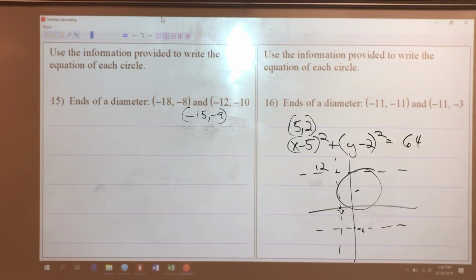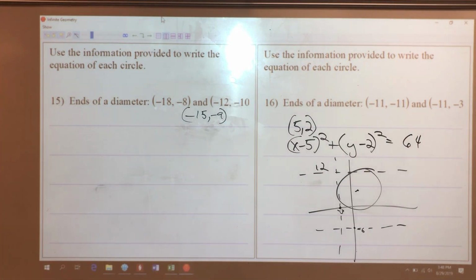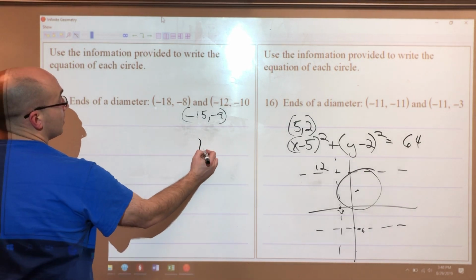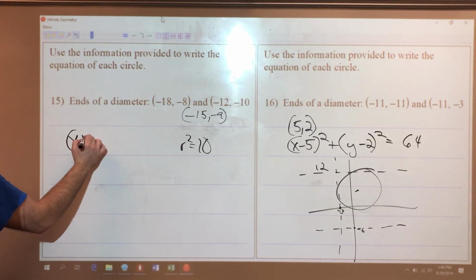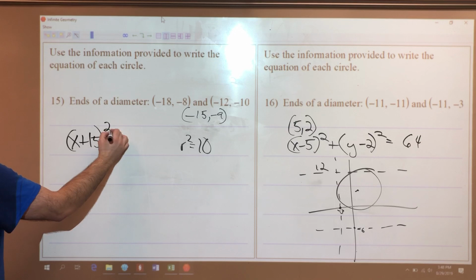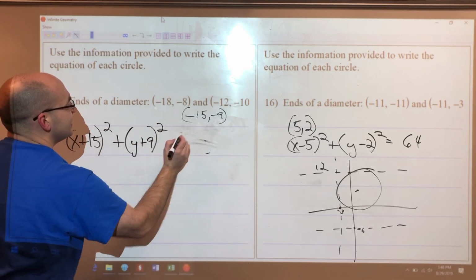Okay? Center of the circle, negative 15, comma, negative 9. Now, the radius of this is 10. Okay? So I'm going to work the process out. Well, r squared is 10. So I've got final value of x plus 15 squared plus y plus 9 squared equals 10.